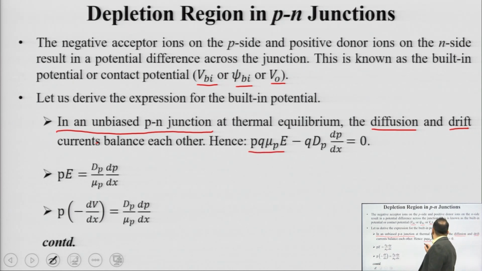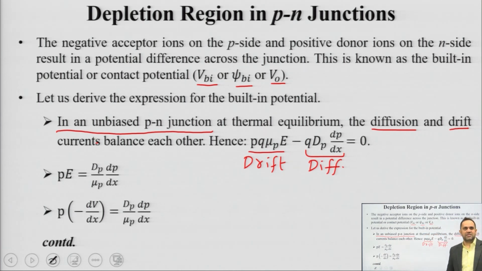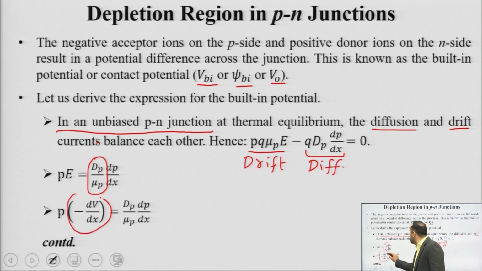So, this is your drift current. I am taking the example of holes; you can do the same with electrons also. Drift as well as diffusion, these currents add up. This is the expression for hole drift current, and this is the expression for hole diffusion current. They add up to 0. You can take this term here, q will cancel, you can take mobility here. So, this is the equation you are going to get. This is nothing but the Einstein relation, D by mu equals kT by q. The electric field can be defined as minus dV by dx.